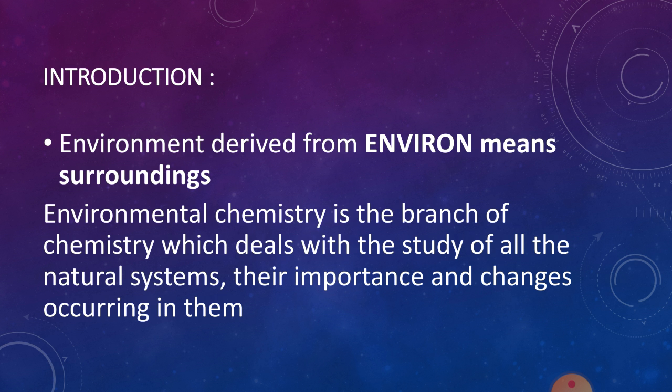First of all, we look at the environment. The word environment is derived from environ, which means surrounding. So, environmental chemistry is the branch of chemistry related with the processes occurring in our surrounding. That is the natural processes and the impact and importance of these natural processes on human life, and the impact of human activities on the environment. That is all related with environmental chemistry.